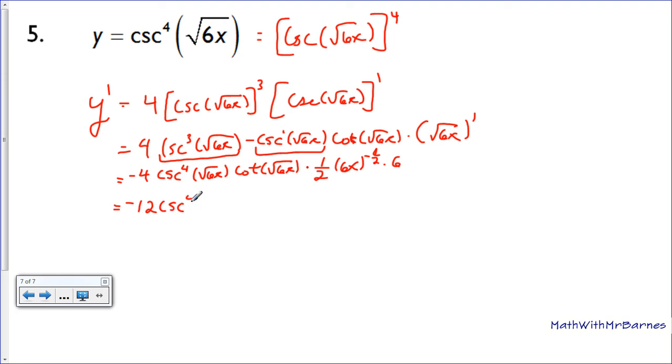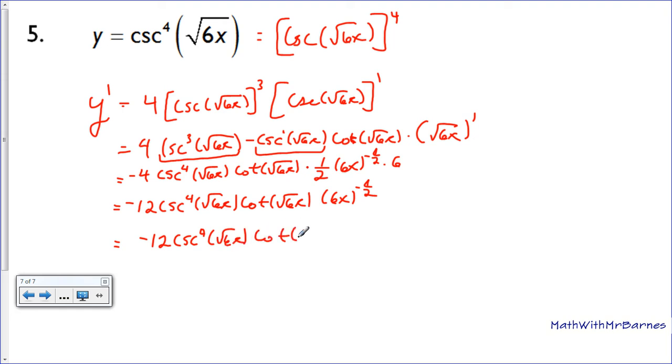Cosecant to the 4, 6x, cotan square root 6x, and then I'll just leave that 6x to the negative 1/2 there by itself. And if you want to take it to the bottom, it will look like this: negative 12 cosecant to the 4 square root 6x, getting a little sloppy, cotan square root 6x, and then that becomes square root 6x.